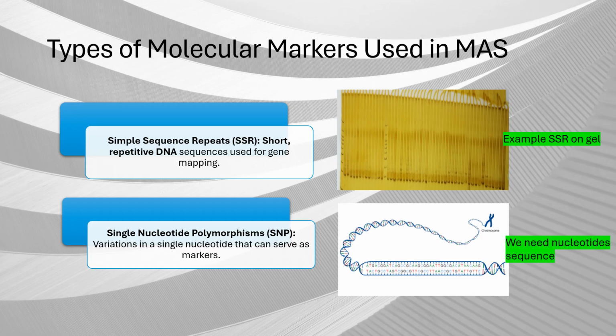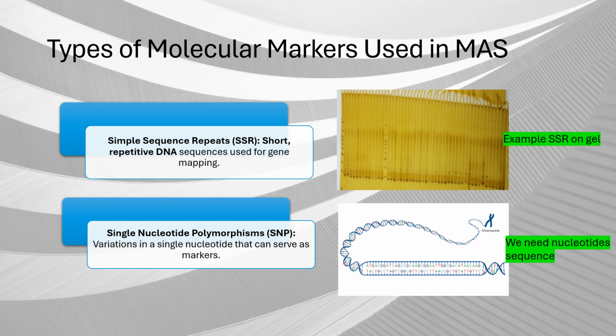SSRs are also highly reproducible, easy to amplify via PCR, and stable across generations, allowing consistent tracking of traits over multiple breeding cycles. Their high variability and widespread occurrence across the genome make SSRs ideal for evaluating genetic diversity, identifying QTLs, quantitative trait loci, linked to key traits, and implementing them in marker-assisted selection, MAS, for crop improvement.